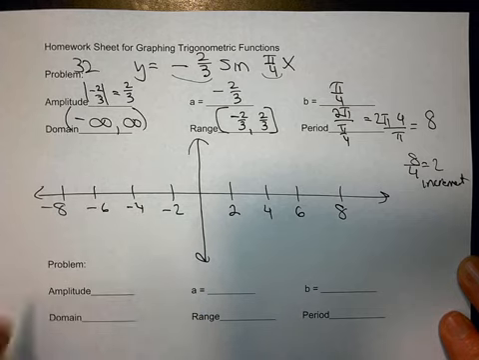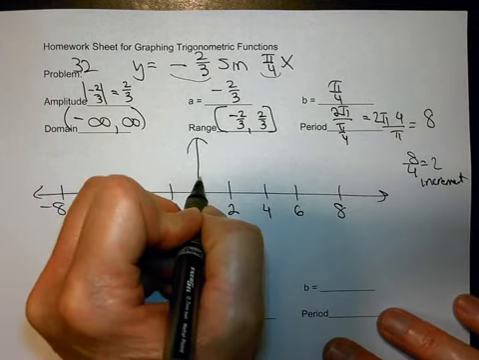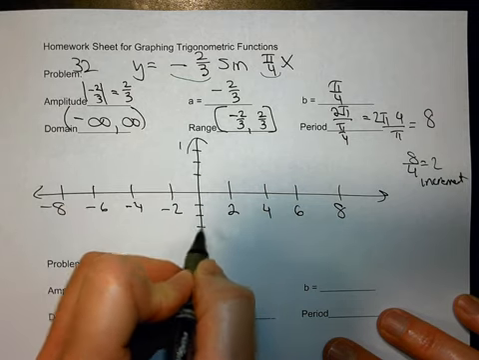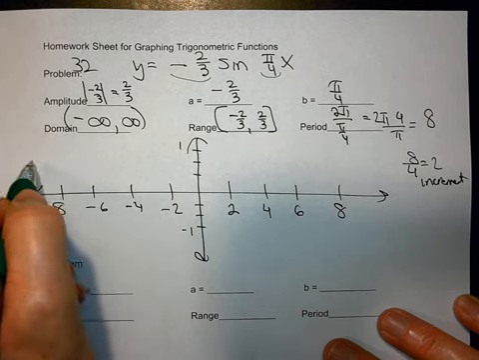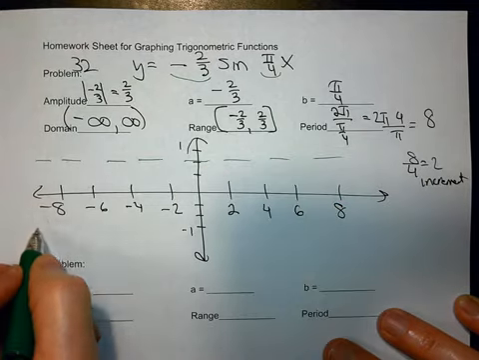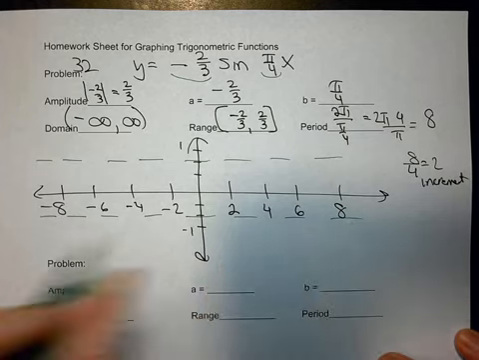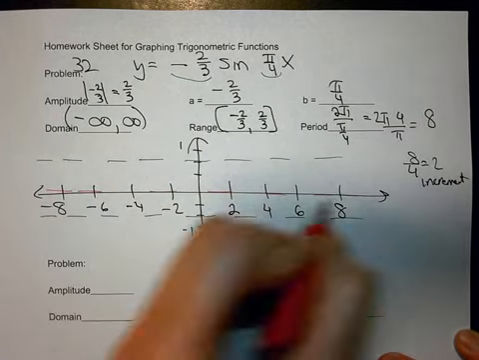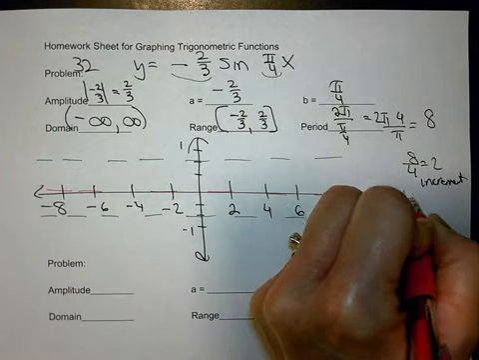Our range was up and down 2/3. So 1, 2, 3, that's a 1, and 1, 2, 3, that's a negative 1. So we know our upper limit is at 2/3, and we know the graph is going to go through there, and our lower limit is at negative 2/3. And again, we know our midline is at the 0, 0.